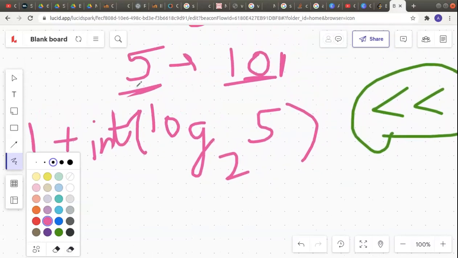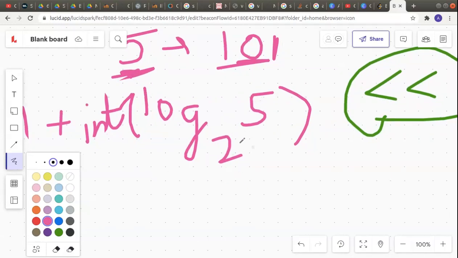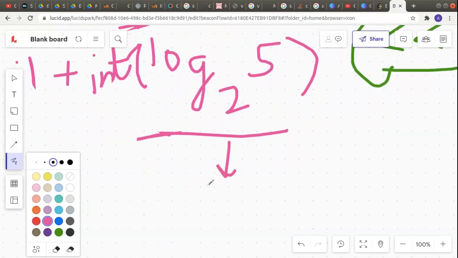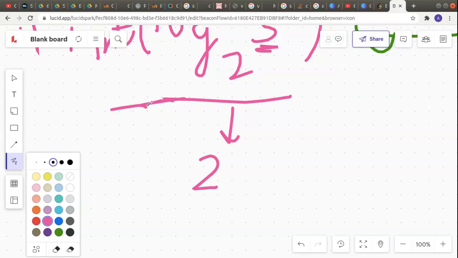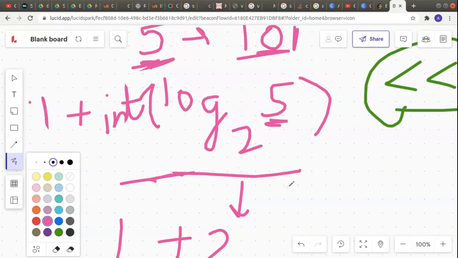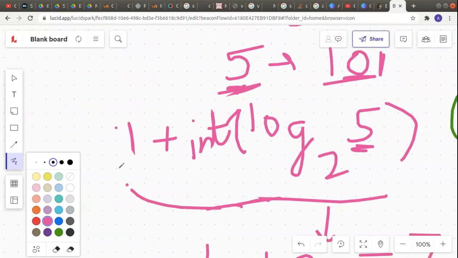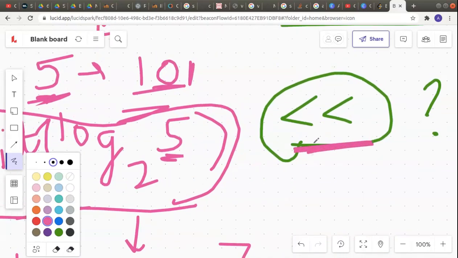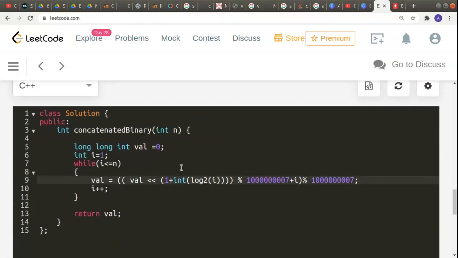How will this get us there? See, what is int of log 5 base 2? 2 power 2 is 4, right? So this will be something greater than 4, 5 is greater than 4, so it will be 2 point something. If we do int of that, we'll get 2, and then if we do 2 plus 1, we'll get 3. So to know the number of digits by which we have to shift, we can just use this formula, and then we can make the bitwise shift using the bitwise shift operator, and we can solve this question. Since we have used a lot of time in the logic, let's just go through the solution.